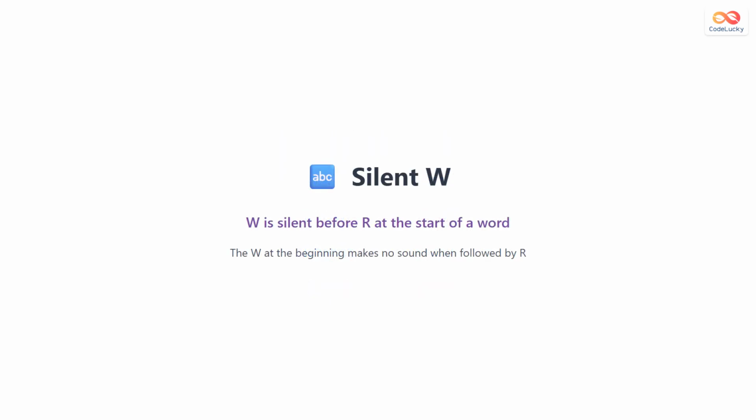Now let's move on to the silent W. When the letter W appears before the letter R at the start of a word, the W is completely silent. You only pronounce the R sound and the letters that follow it. This is another common pattern in English that you will encounter frequently.